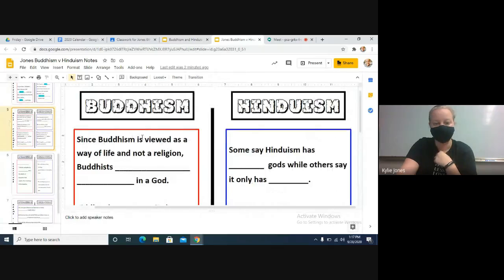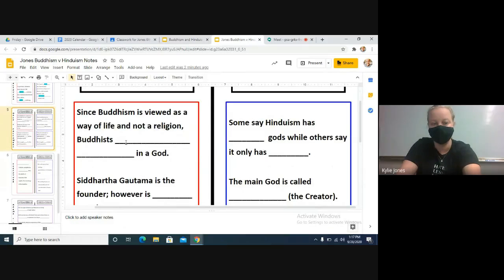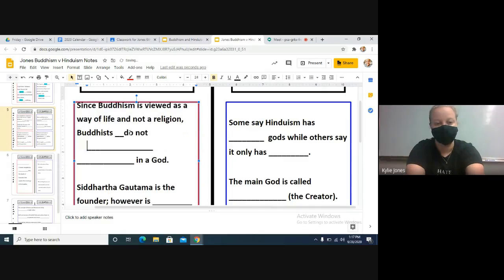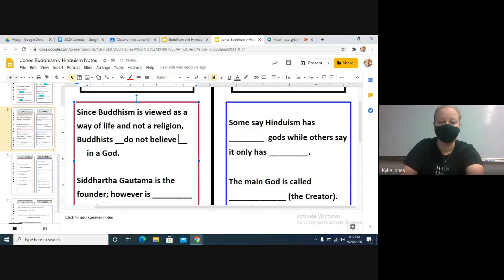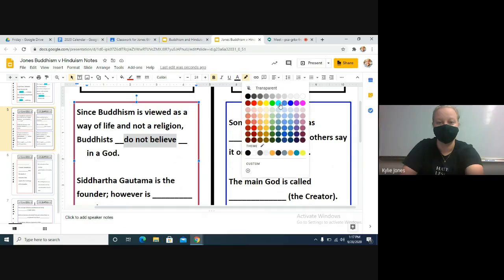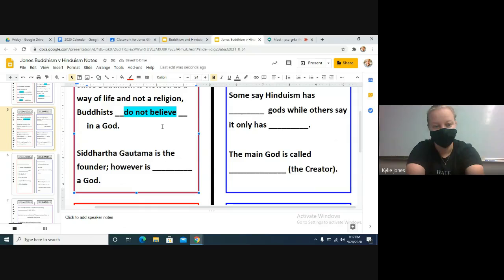Okay, let's type this on slide number 5. Buddhism is viewed as a way of life, not a religion. Buddhists do not believe in God. And the person that founded the religion is not a god. They don't look up to him as if he is a god. He just founded the religion and they follow his teachings. I don't think it looks too complicated.